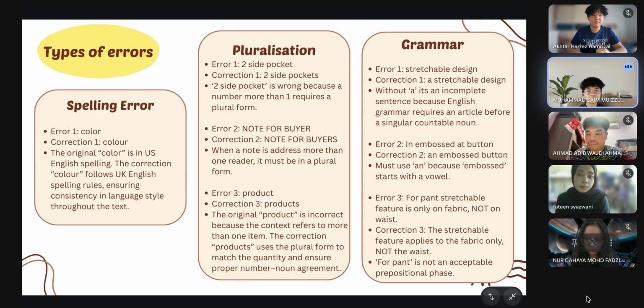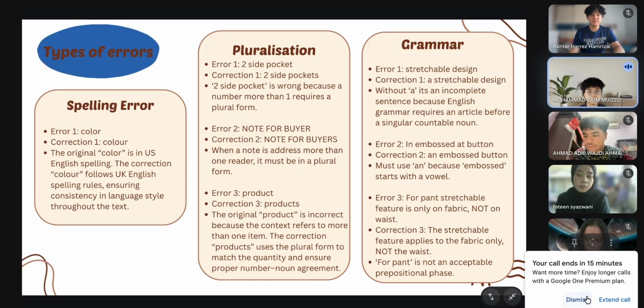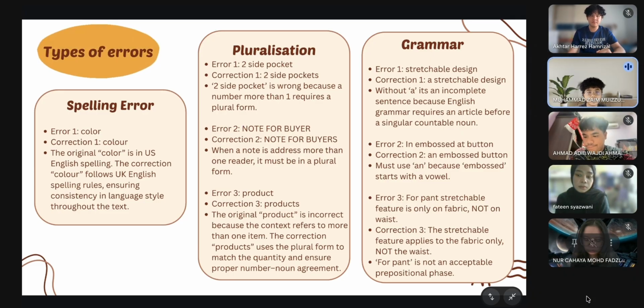Okay, thank you, AKHTAR. Now I will explain about the grammar. The first error that we have found is stretchable design. It should be a stretchable design. This is because without a, it's an incomplete sentence because English grammar requires an article before a singular countable noun.